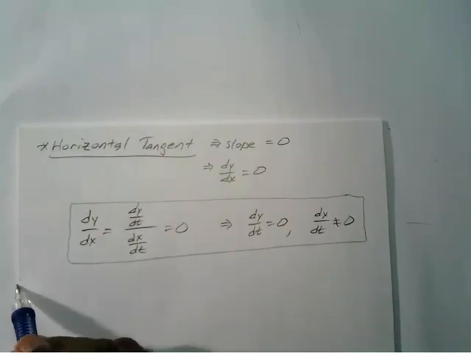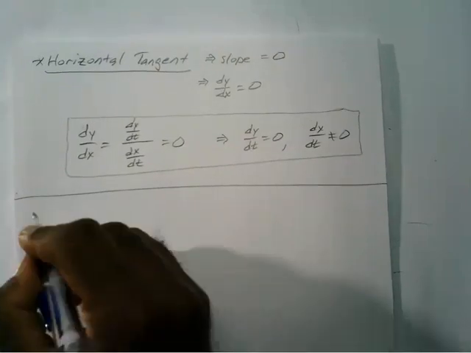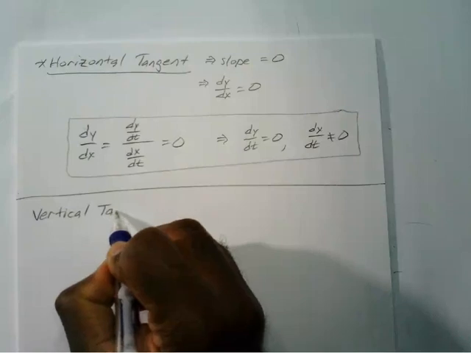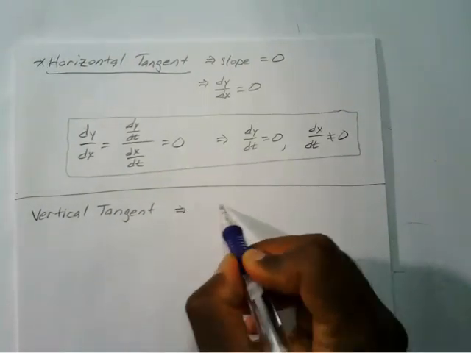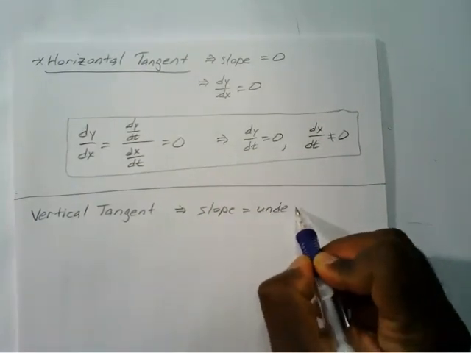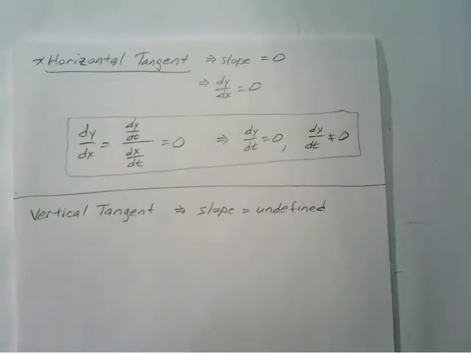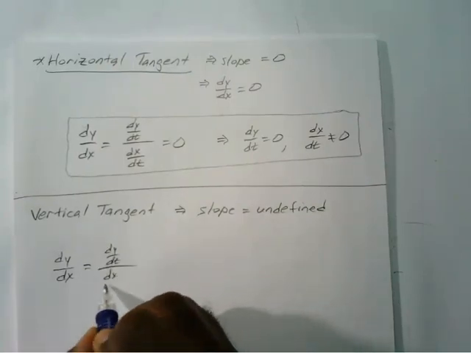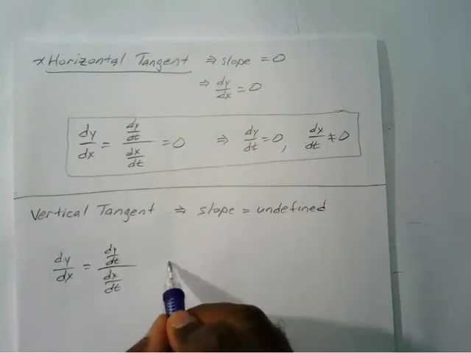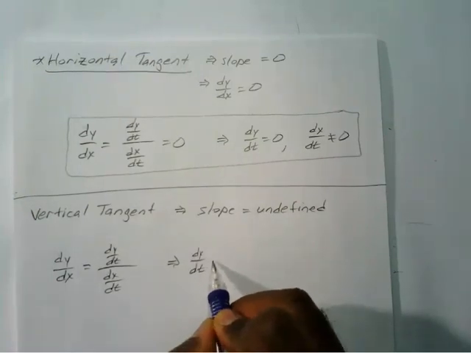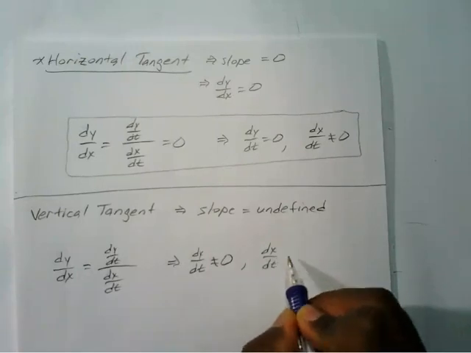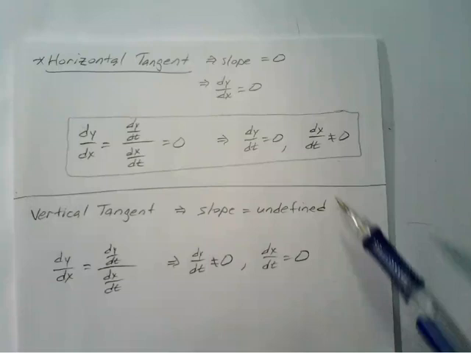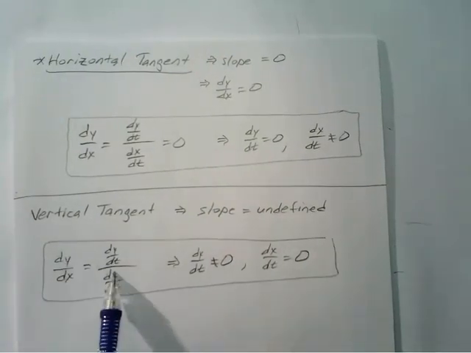All right, how about we now look at your vertical tangent? Your vertical tangent is just when your slope is undefined. So when your slope is undefined, it really just means you have a denominator of 0. That means that your dy/dx, which again is dy/dt over dx/dt, in this case, your dy/dt will not equal 0, but your dx/dt will equal 0. So the horizontal tangent and vertical tangent use the same formula, but they swap which one can equal 0 and which one cannot.